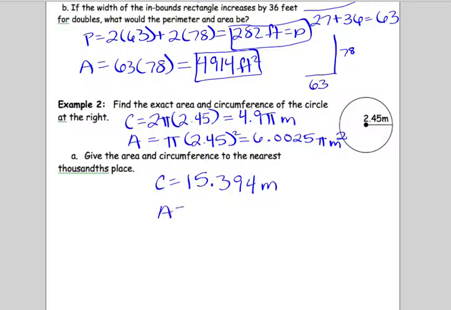And for the area, 6.0025 times pi is 18.8574, so 18.857 meters squared for the area to the thousandth place. So being careful where we're rounding. So remember that an exact answer has pi in it, or if we're using something with a square root, has a square root in it. And rounding to the thousandth place is when we type it into the calculator and round it.